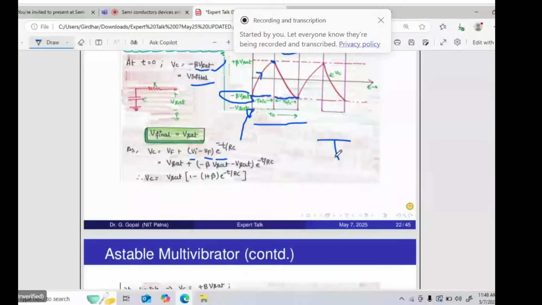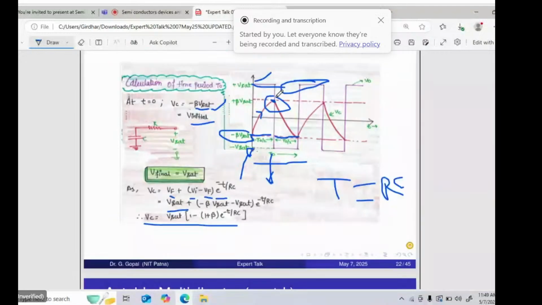So this is the initial value minus the final value, times e to the power minus t by RC, plus the final value. What is the final value? Plus V set. The initial value is minus beta V set. So you can find Vc is V set times 1 minus 1 plus beta e to the power minus t upon RC. So at t equal to T naught by 2, at this interval, what is the value of Vc? It's plus beta V set only. Put this value here: at t equal to T naught by 2, Vc is plus beta V set.